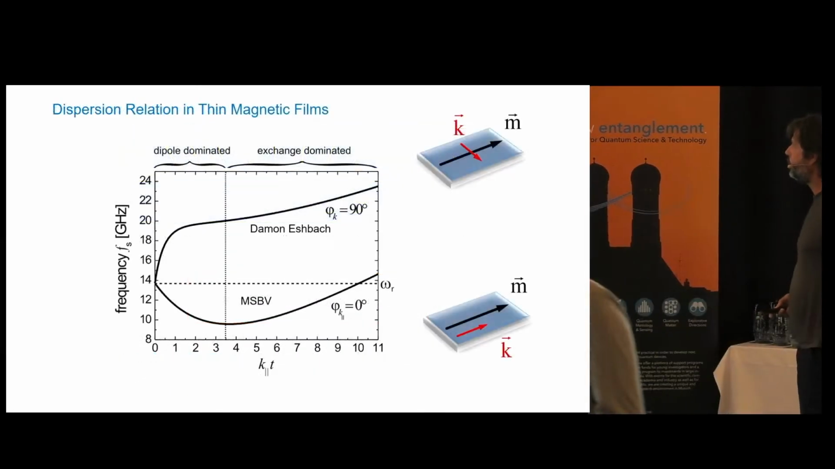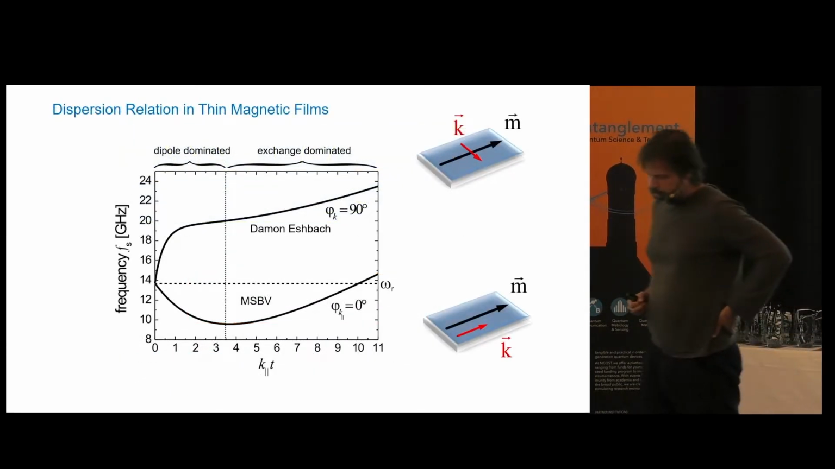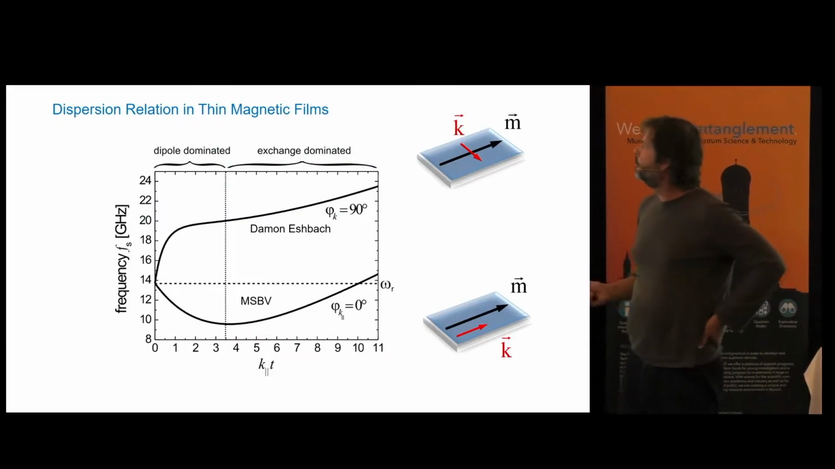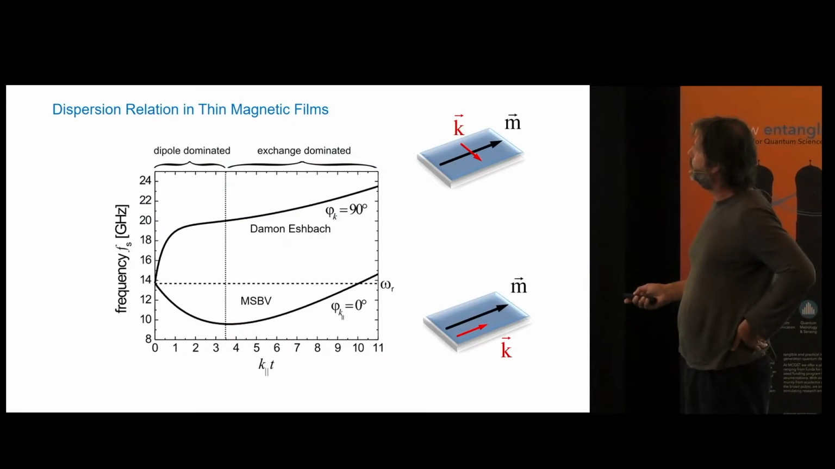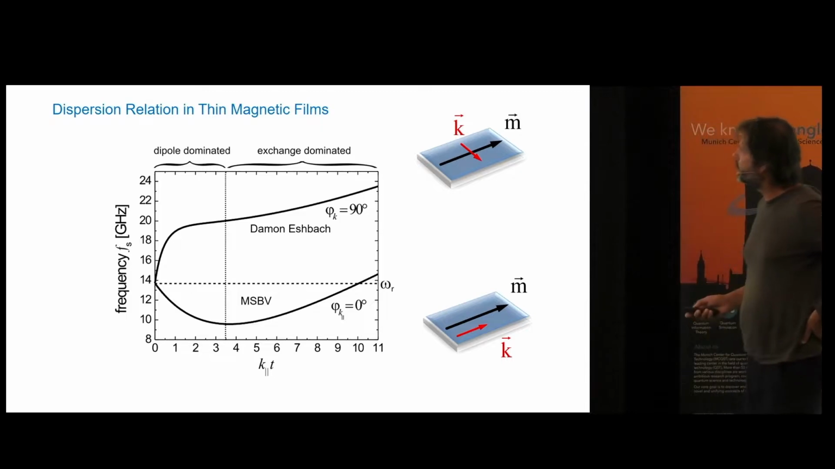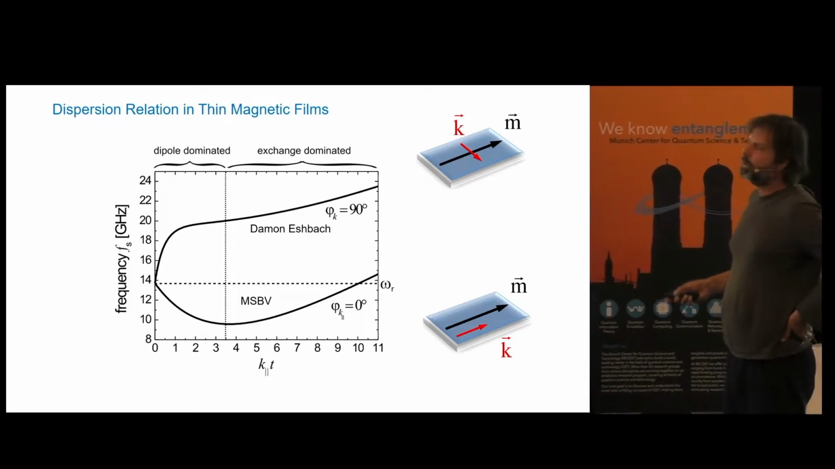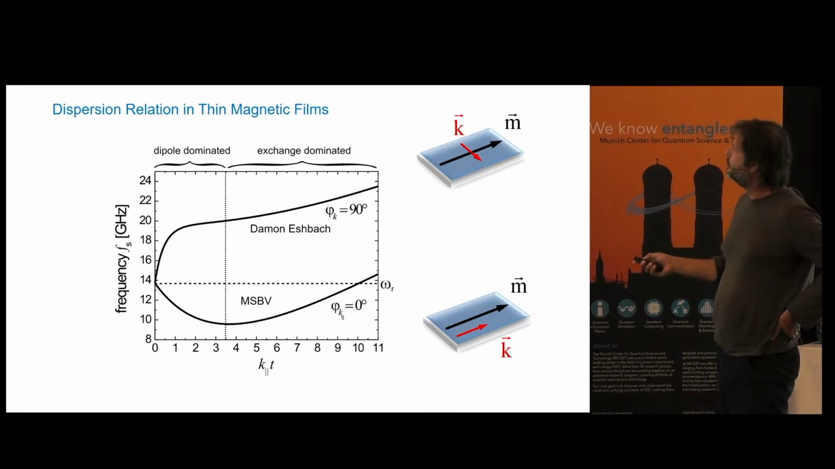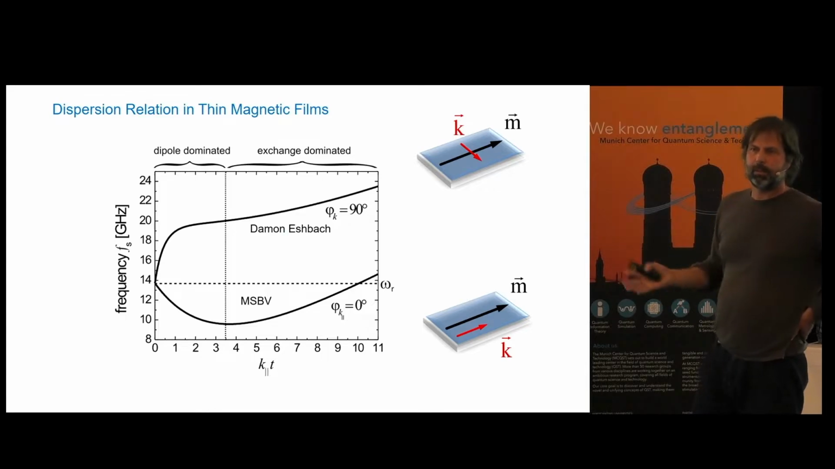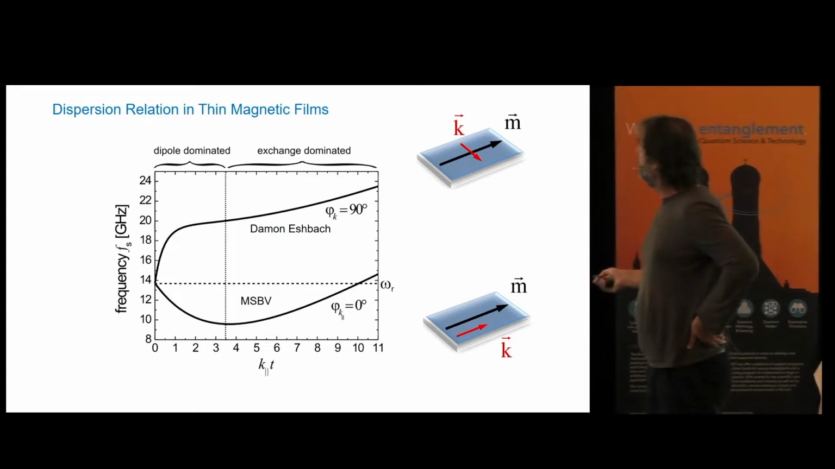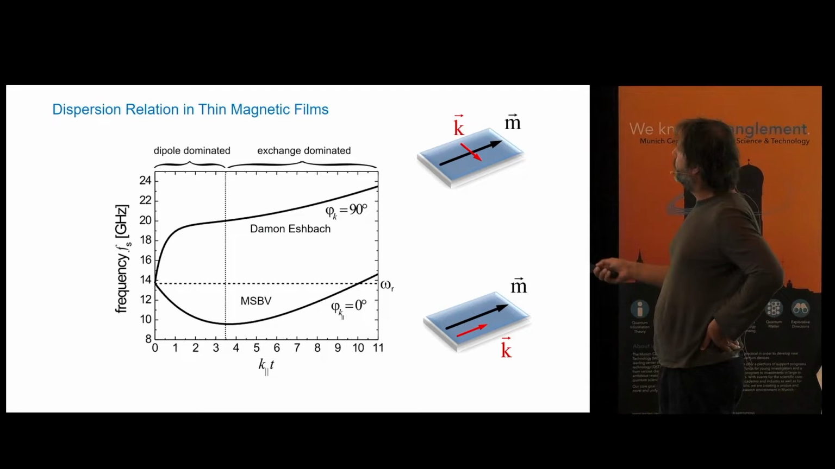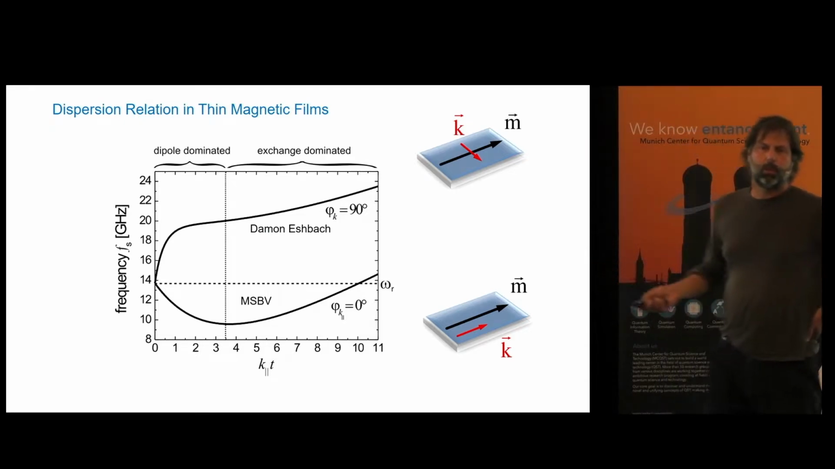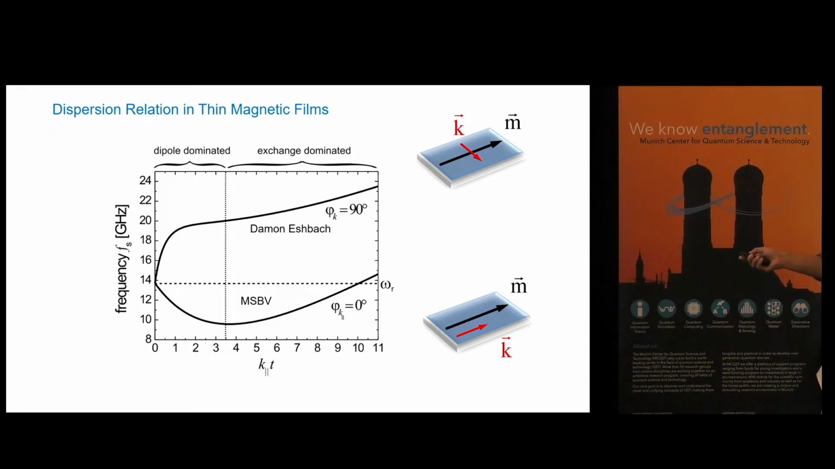is. Okay, so if you now calculate the dispersion relation for spin waves in thin films, it actually looks like this. So here's frequency, here's k vector at a fixed thickness, and you can see that there are two different branches that I picked out here. One of them is the so-called Damon-Eschbach branch, where the spin wave propagation direction k and the static magnetization are perpendicular to each other. While if you put them collinear, then you get this so-called magnetostatic backward volume mode, and for all other angles, you fill up the spin wave bands here.